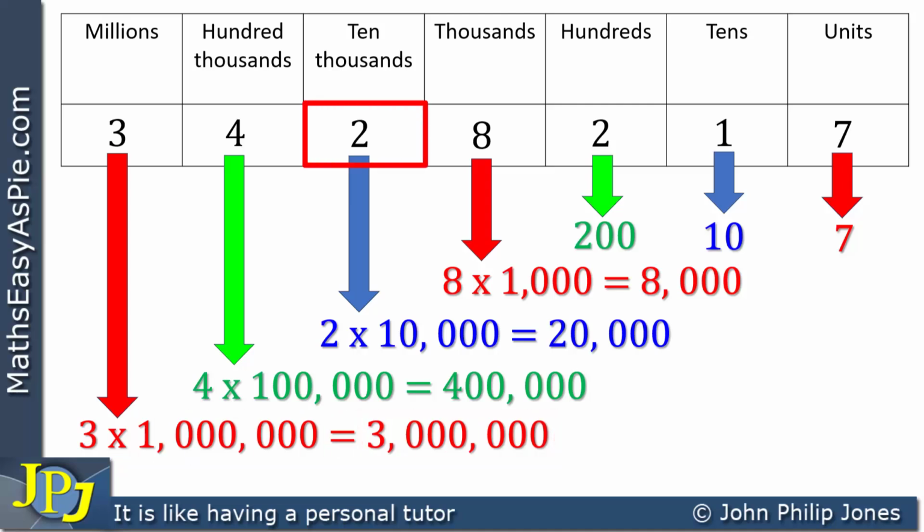If I take this 2 as another example, we can see that's in the 10,000s column. So this becomes 2 times 10,000, which is 20,000. If I take this 2, it's the same digit as we've just been looking at, but this digit is in the hundreds column. Consequently, we have 2 lots of 100, which gives us 200. And I'll leave you to inspect the values of the other columns.